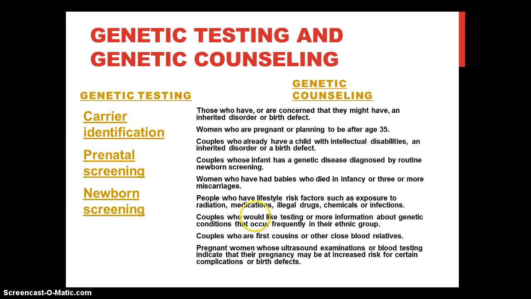So, some of the things we can do for genetic testing: we can do carrier identification, trying to figure out who is carrying particular genetic conditions. If they run in families, then you might want to be tested. Prenatal screening, which is where we can actually have screening while the person is pregnant. And then newborn screening, which is after the child is born.